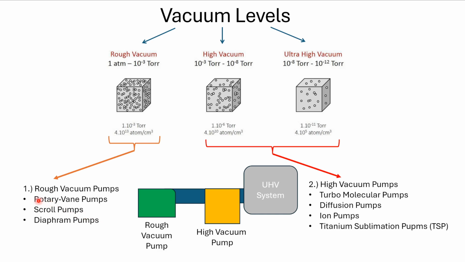So in the first part, I will talk about rough vacuum pumps, and the names of the pumps: Rotary-Vane pump, scroll pump, and diaphragm pumps. So I will just mention three of them. And in the second part, I will talk about the high vacuum pumps, which are turbomolecular pumps. Sometimes we just say turbo pumps. Diffusion pumps, the other name is membrane pump, ion pumps, and titanium sublimation pump, or TSP.